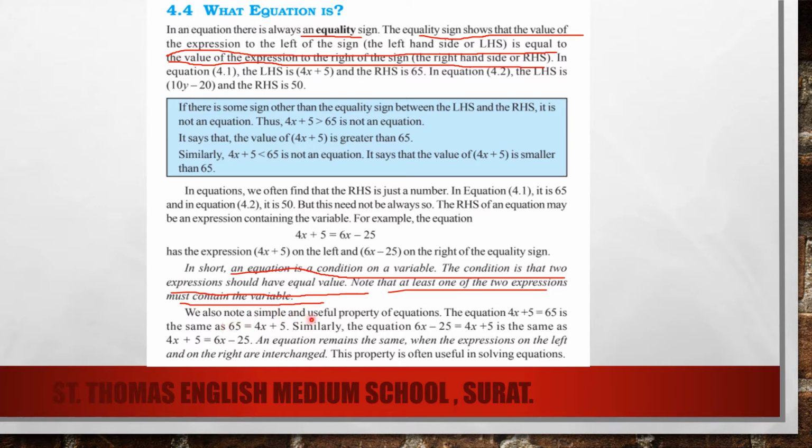We also note a simple and useful property of equations. The equation 4x plus 5 is equal to 65 is the same as 65 is equal to 4x plus 5. Similarly, the equation 6x minus 25 is equal to 4x plus 5 is the same as 4x plus 5 is equal to 6x minus 25. What do you understand here? See here, what is LHS? 4x plus 5 and RHS is 65. It is the same as 65 is equal to 4x plus 5. Here LHS is 65 and RHS is 4x plus 5. That means they interchanged LHS and RHS.